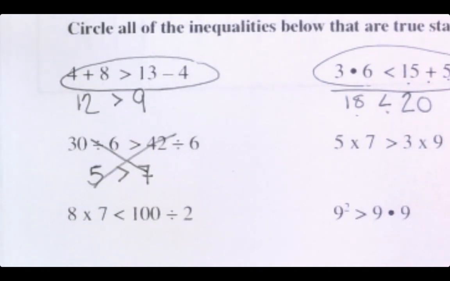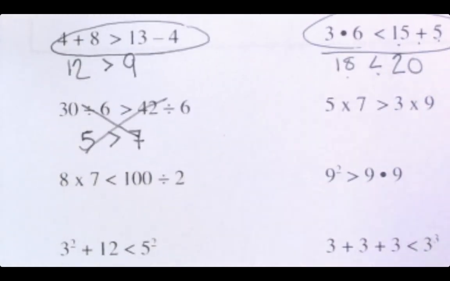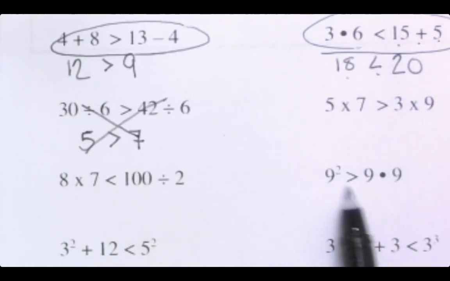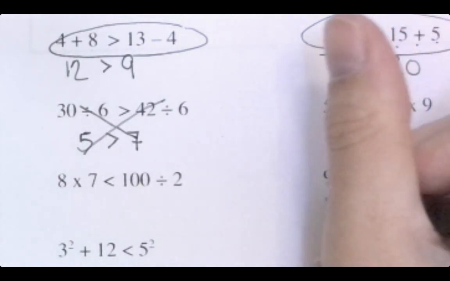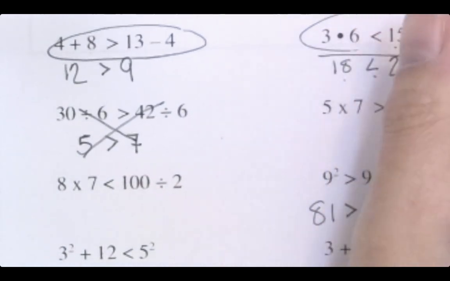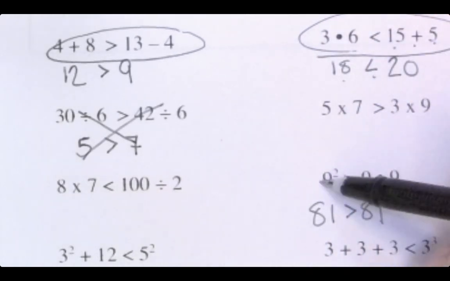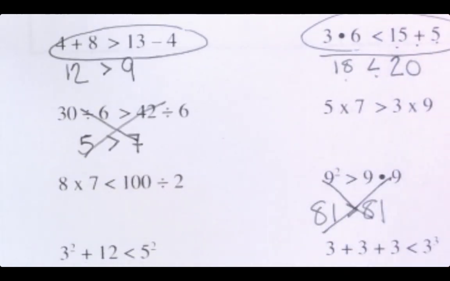We will do one more, and I actually want to do this one right here. We're going to pause the video, and you are either going to tell me yes, it should be circled, it is true, or no, it should not be circled, it is not true. Welcome back. We have 81 is greater than 81. That is not true. If it had the line underneath it saying greater than or equal to, it would work. But for what we're doing, it does not work.